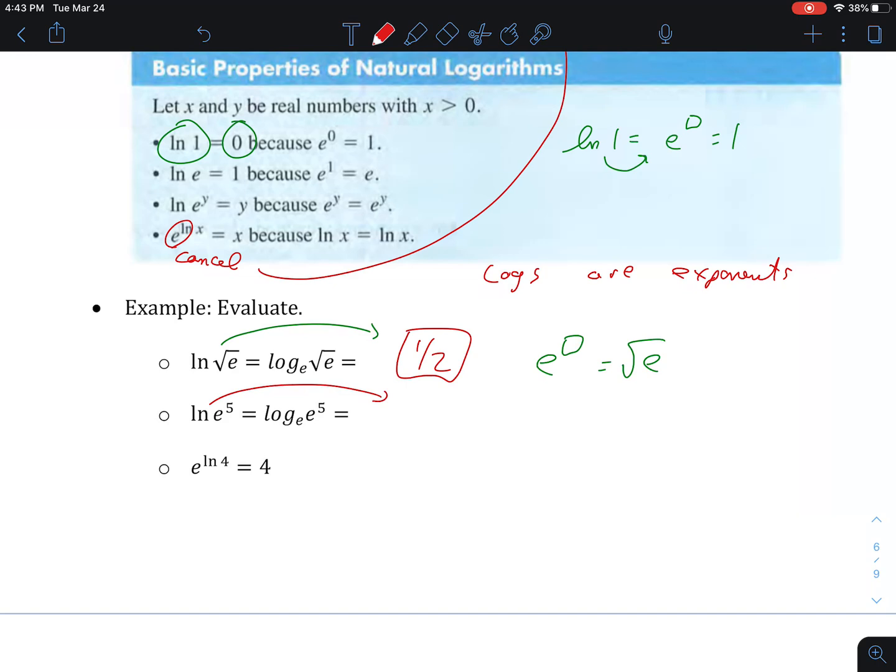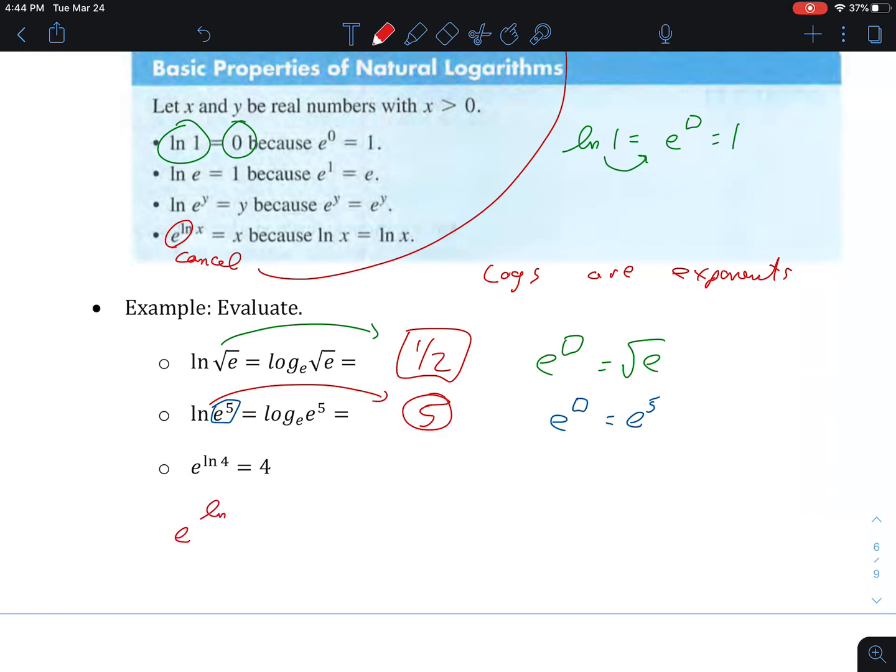Okay, ln of e to the 5th. My base is e, and now it says, what do I have to raise it to get, as a result, e to the 5th? Well, that's kind of obvious. E to the 5th is what I want to get. What do I have to raise my e to, which you can't see, in order to get e to the 5th? Well, that's clearly just the number 5, right? How do I get e to the 5th? We'll take e, raise it to 5.